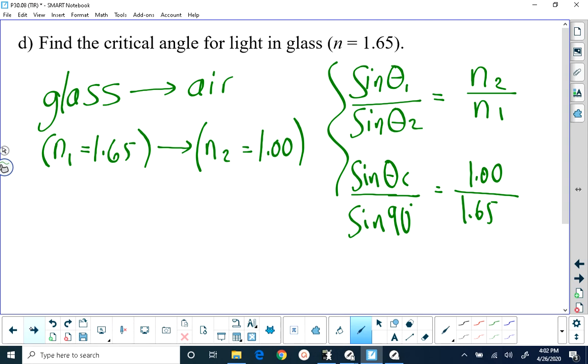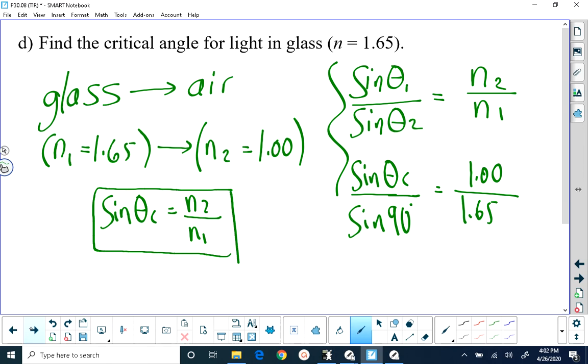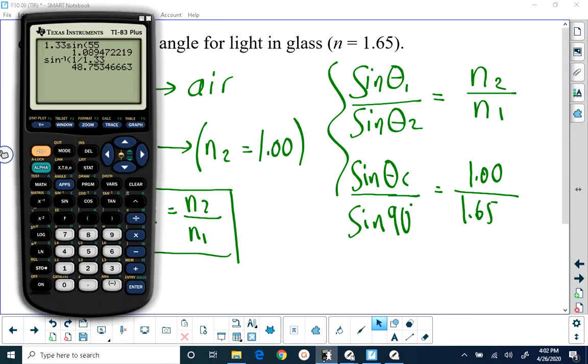And what some of you might have discovered here is that we could have a formula that simply says sine of a critical angle is always N2 over N1. And it's okay to memorize that. I don't have a problem with that. So if we take 1 divided by 1.65 and take the inverse sine of that, we would have our answer. The critical angle for light in glass is equal to 37.3 degrees.